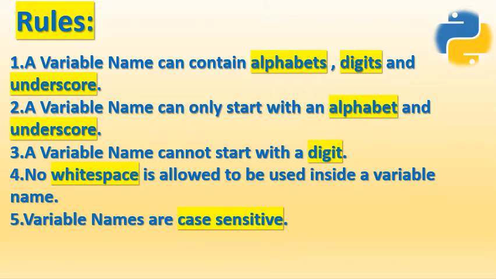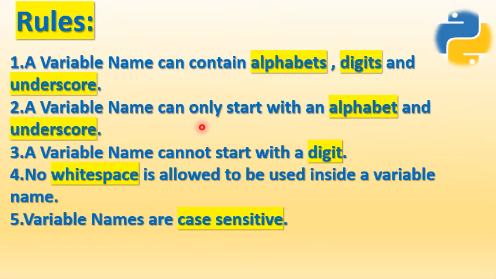But before that, let's learn the rules of naming a variable. There are some rules which must be strictly followed for naming your variable, otherwise your code will throw an error if you use wrong variable names. Here I'm going to explain these 5 rules, and after this I'll show you some examples of how you make mistakes in your variable names. The first rule is a variable name can contain alphabets, digits and underscore. Keep in mind that your variable name can contain alphabets, digits and underscores only.